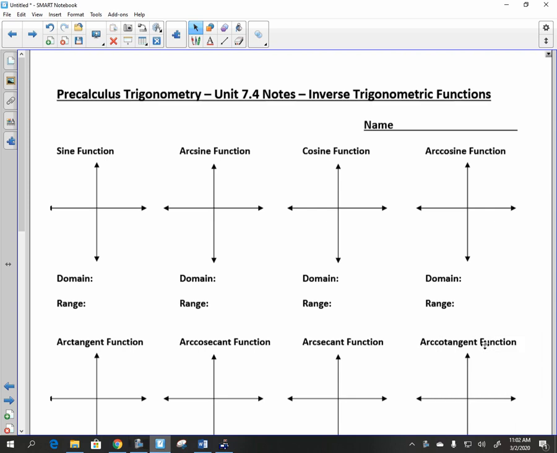Today we're going to look at inverse trigonometric functions. So we're going to look at the sine function first, then we're going to look at its inverse. What can you tell me about the sine function? It's a wave, starts at 0 and heads up. Very good.